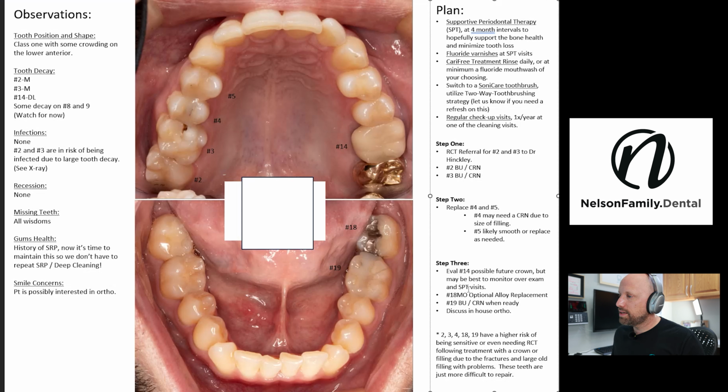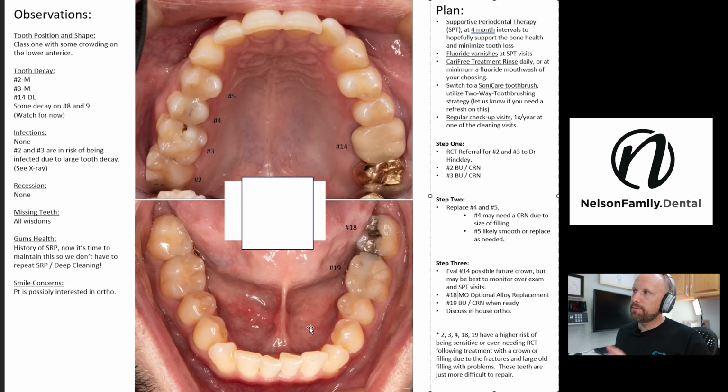And lastly, I have some language in here that talks about for tooth 2, 3, 14, 18, and 19, they just have a higher risk of being sensitive or even needing a root canal following treatment with a crown or filling due to the fractures, large old fillings, and just problems with the teeth. The fact is these teeth are more difficult to repair.